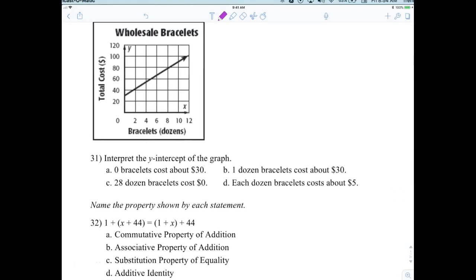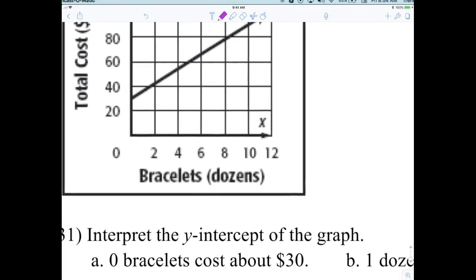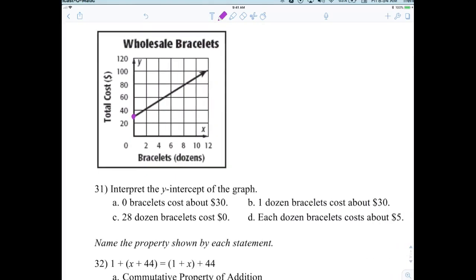The y-intercept. Here is the y-intercept. Where the line crosses the y-axis is the y-intercept. All right? So what does that mean? That means when you have 0 bracelets, the cost is $30. All right? So the y-intercept is referred to as the initial cost. The initial cost. All right? Everybody good with that?